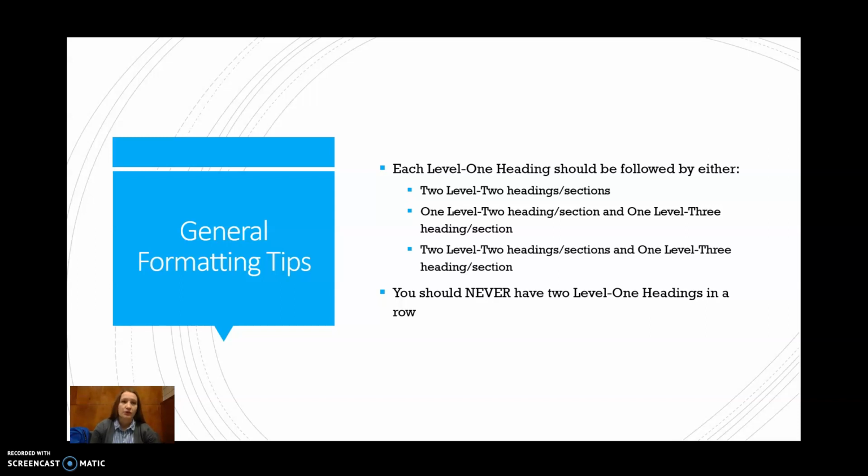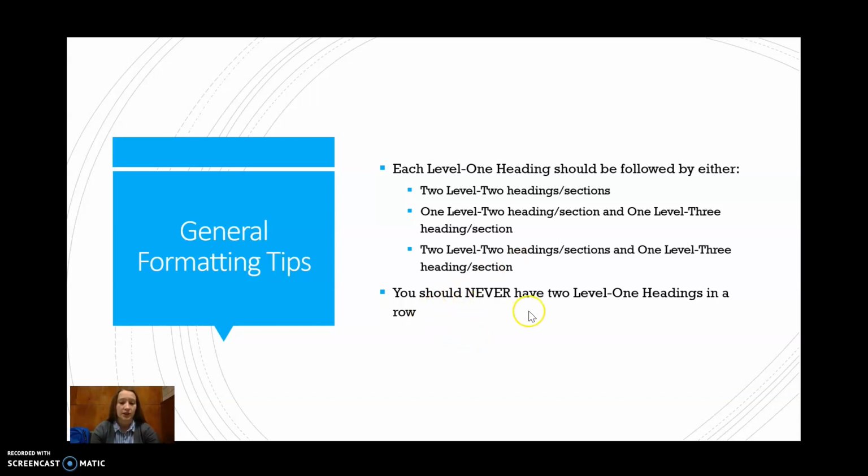So in general, some problems we've seen is not knowing when to use a level 2 versus a level 3 heading. So just keep in mind that under every level 1 heading, so you'll have 3 level 1 headings, under each of those you need to either have 2 level 2 headings and the 2 paragraphs for each of those, or 1 level 2 heading and 1 level 3 heading, or if you really want to go into detail, you can use 2 level 2 headings and then a level 3 heading underneath those as well.